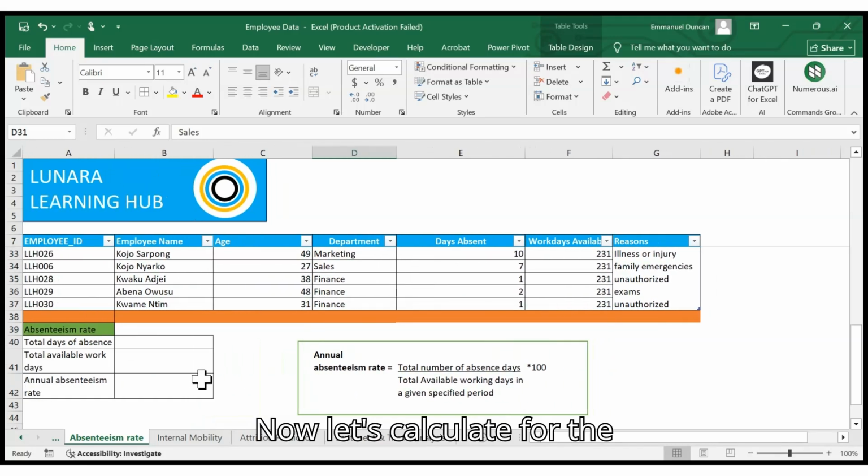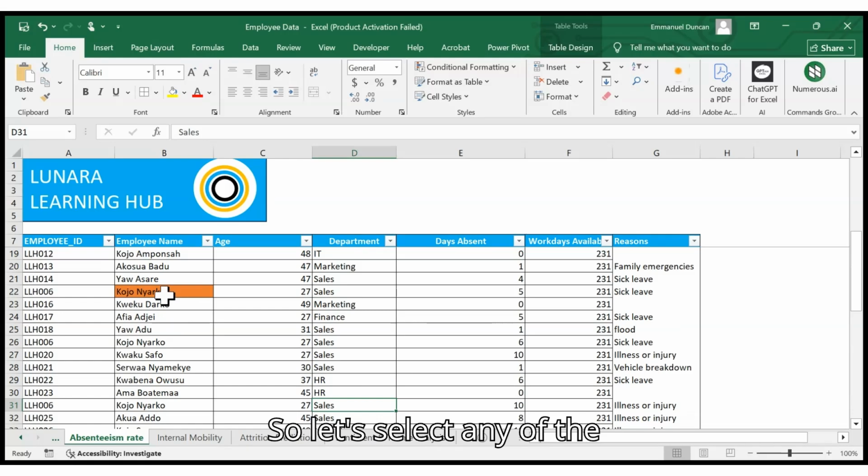Now, let's calculate the absenteeism rate, which is by the formula the total number of absence days divided by the total available working days in a given specified period times 100. So let's calculate our total days of absence by using the SUMIF.